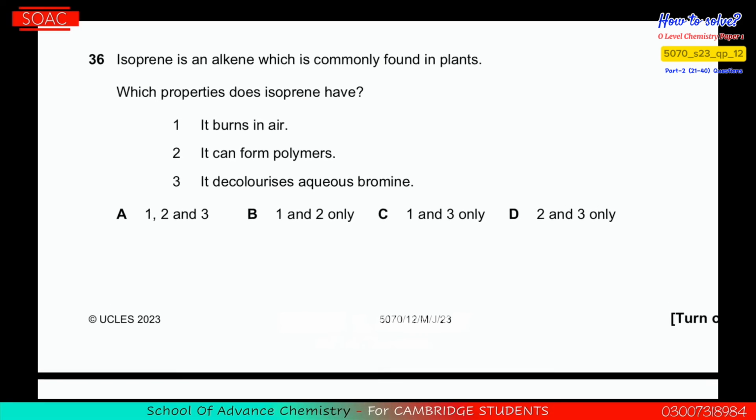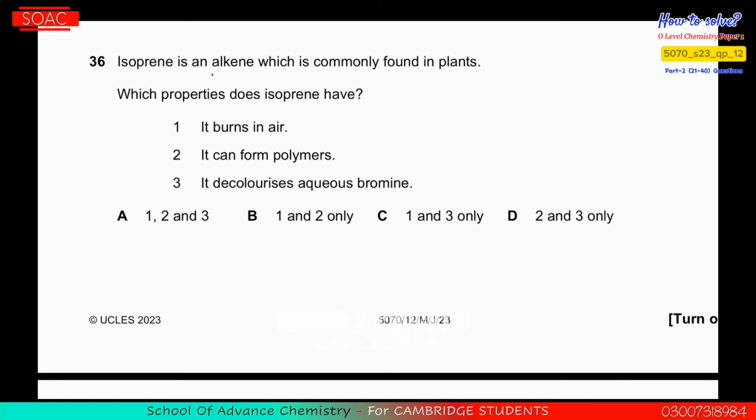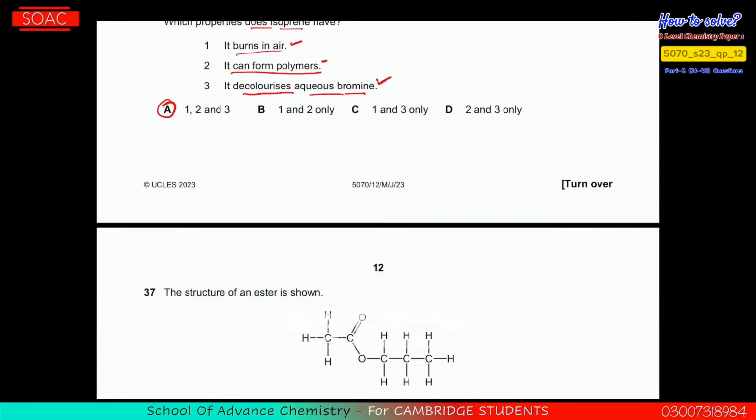Question number 36. Isoprene is an alkene which is commonly found in plants. Which properties does isoprene have? It burns in air. Yes, all hydrocarbons can be burned in air. It can form polymers. Yes, it can form addition polymer. It is having carbon-carbon double bond. It decolorizes aqueous bromine. Yes, it decolorizes aqueous bromine. That is the basic test to check the presence of an alkene. Yes, it is true. So 1, 2, 3, all are the correct option. A is the correct option, I mean.